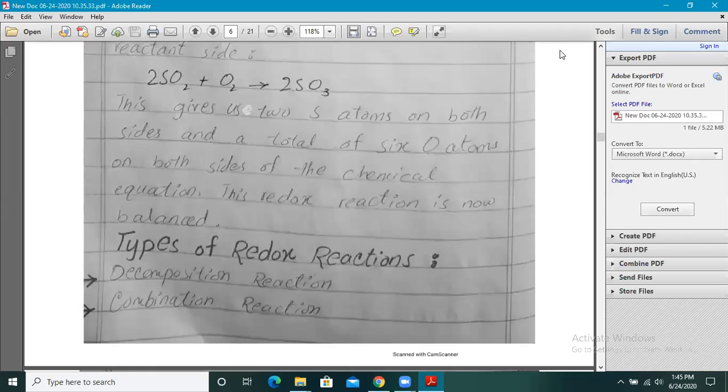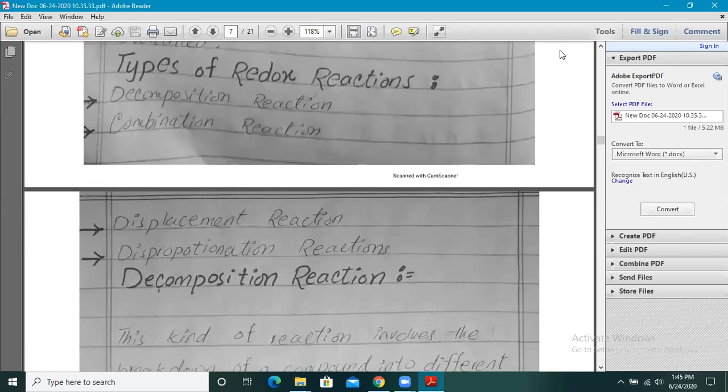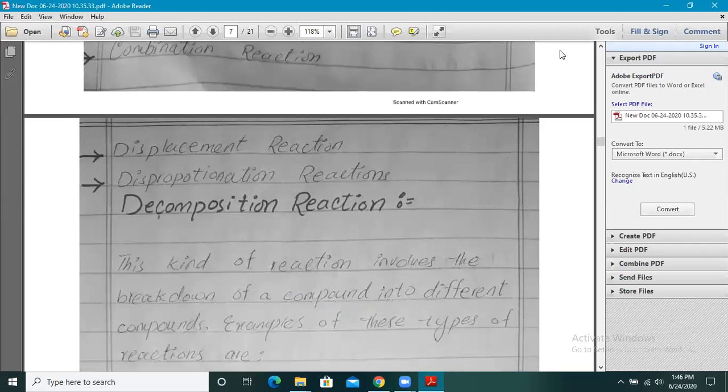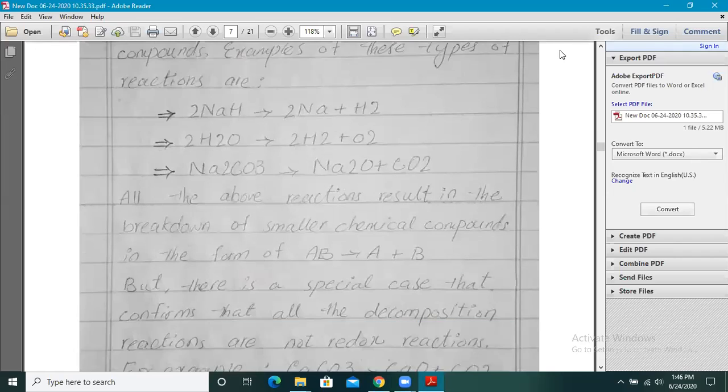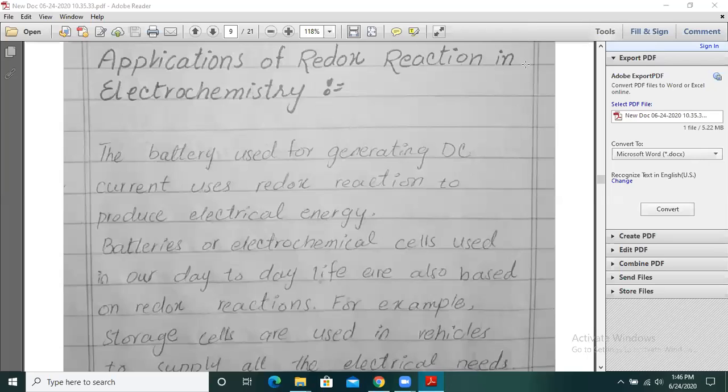And we have the types of redox reaction: decomposition, combination, disproportionation, and displacement reactions. Here is the explanation of all that. Now we have the application of redox reaction in electrochemistry.